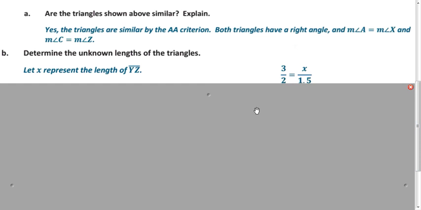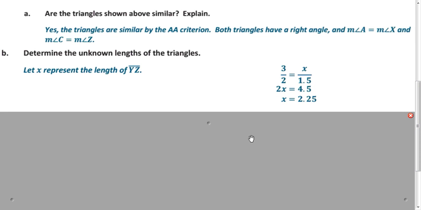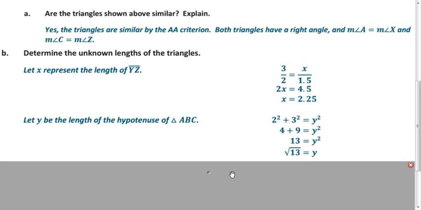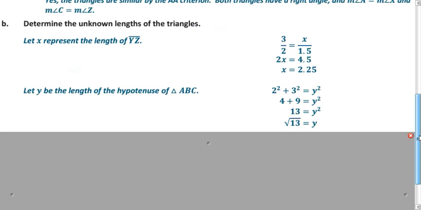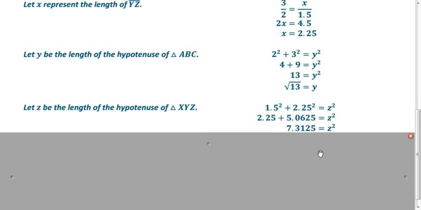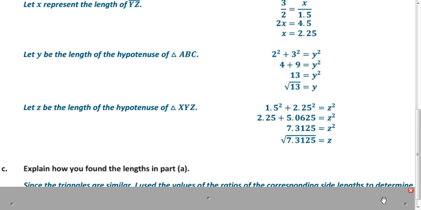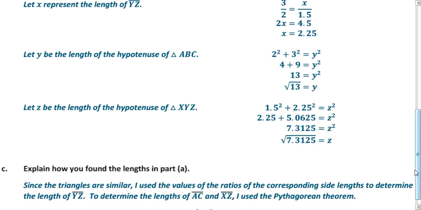So for the length of YZ, you should get 2.25, writing this proportion or something similar. And for the two hypotenuses, you should be using Pythagorean theorem, or you could do Pythagorean theorem and then write a proportion, but that's a little bit more work. So you should get square root of 13 and the square root of 7.3125. And then part C is just a little explanation of how we solved this problem.